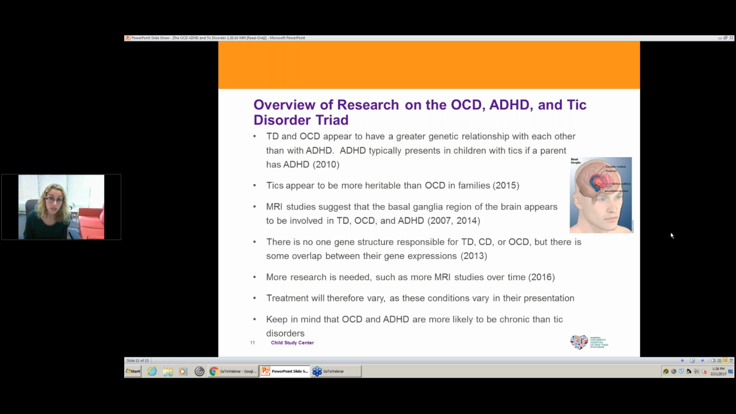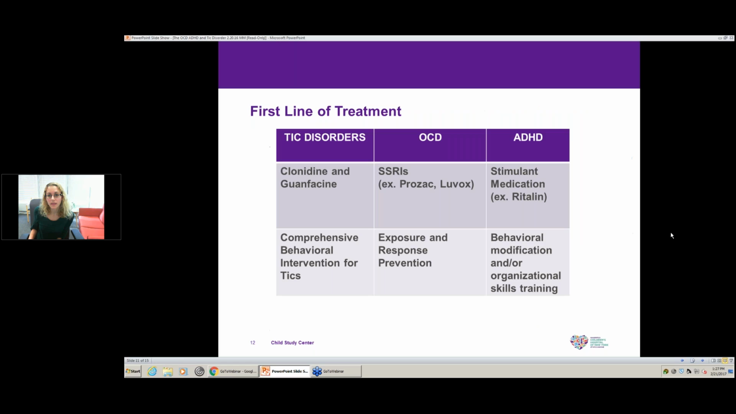It's also really important to keep in mind that obsessive-compulsive disorder and ADHD are much more likely to be chronic than tic disorders. So even if tic disorders are the primary concern, it's helpful to teach skills to address those conditions, as they will likely be involved in the individual's life for a longer period of time.